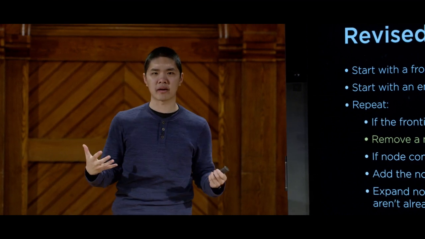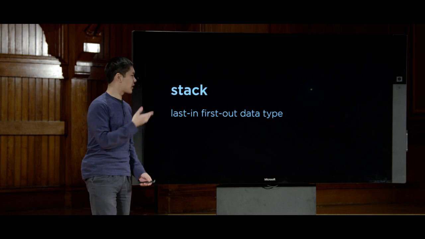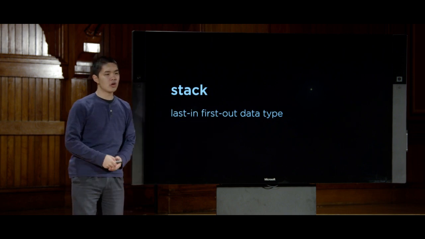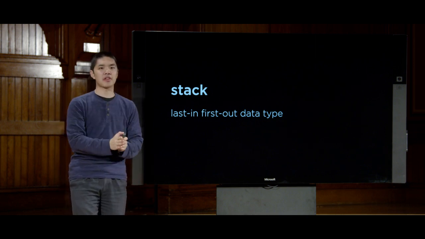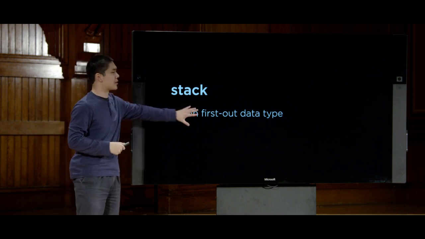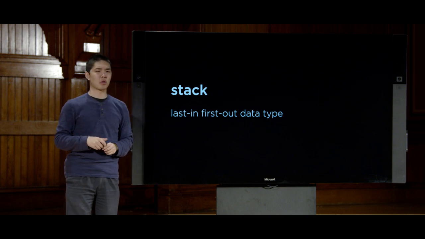And one of the simplest data structures for adding and removing elements is something called a stack. And a stack is a data structure that is a last in, first out data type, which means the last thing that I add to the frontier is going to be the first thing that I remove from the frontier. So the most recent thing to go into the stack, or the frontier in this case, is going to be the node that I explore.